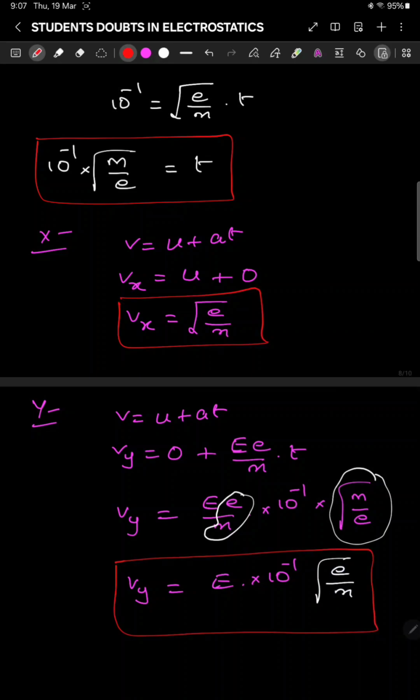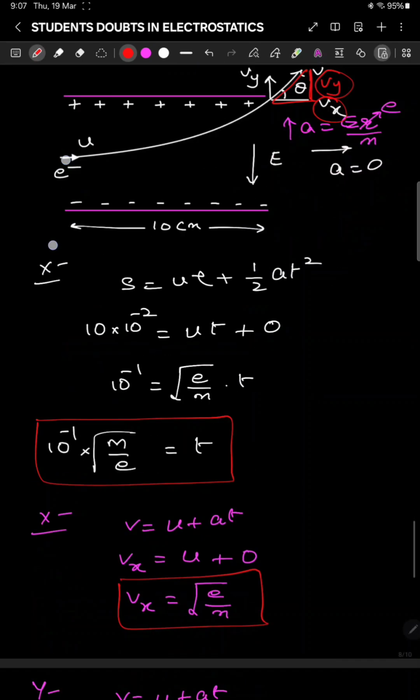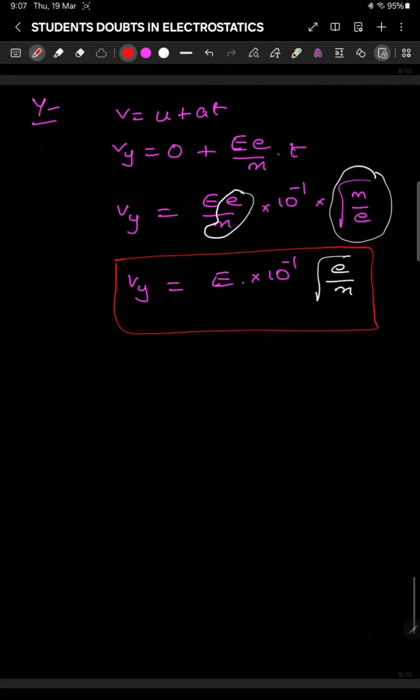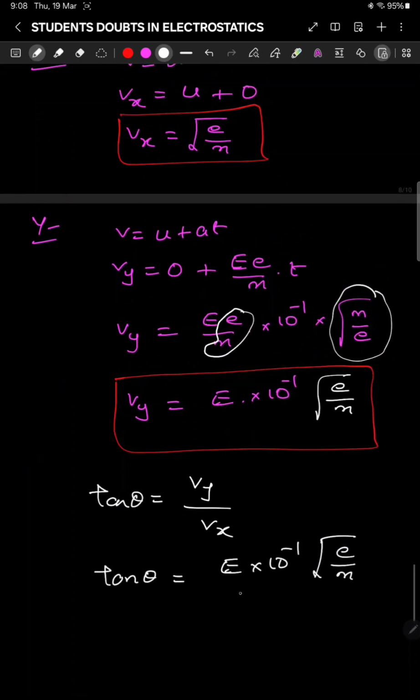Now I want the deviation. How much angle did it get deviated? From this right angle triangle we know tan theta equals, by formula, opposite side Vy by adjacent side Vx. So we can find the deviation: tan theta equals Vy by Vx. So tan theta is equal to the Vy value, E into 10 power minus 1 root of e by m, divided by the Vx value we got, root of e by m.